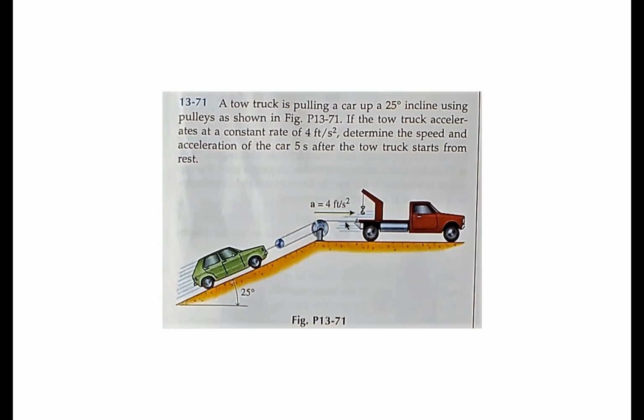Okay, so this tow truck is driving along a flat surface, but it's pulling the car up the incline, and it is connected by this cable, which is then connected to a pulley. The cable is assumed to be unstretchable and indestructible. And so this pulley system is actually going to affect the relative speed of the car relative to the truck.